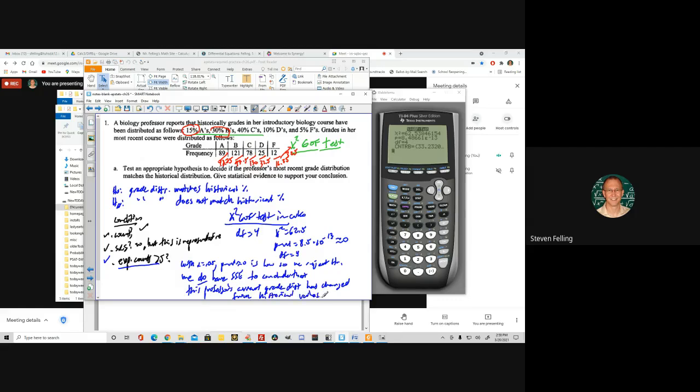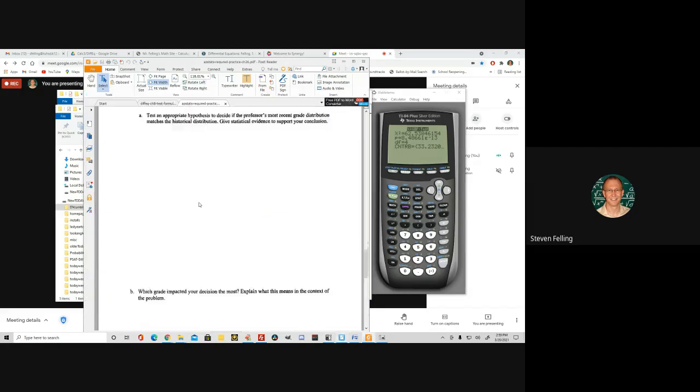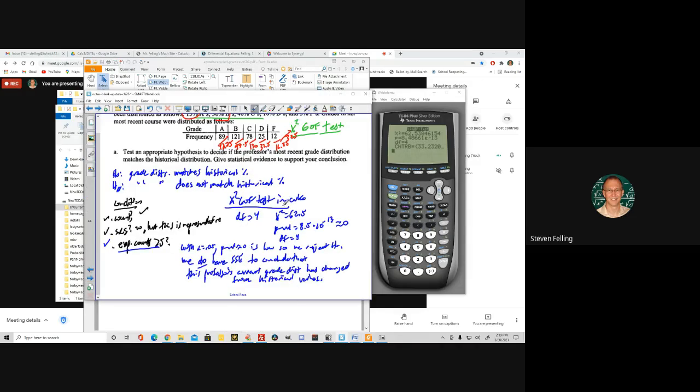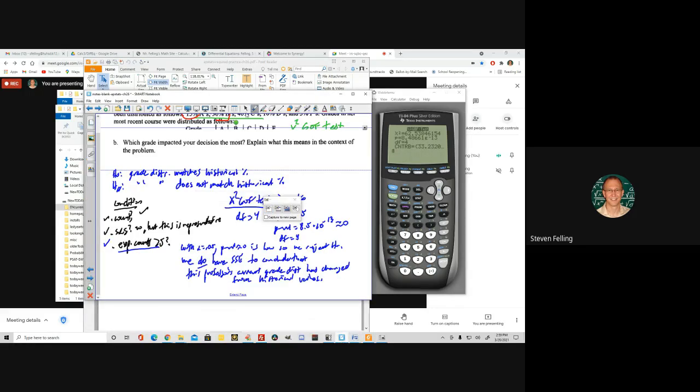Now, we can't say for sure what's going on yet as far as why, like what's low, what's high, just from looking at the counts. You have to look at the chi-squared contributions. So in part B on the bottom of this page, there's a second question. So let me go ahead and we'll answer that as well. Which grade impacted the decision the most? Explain the meaning and the context of the question.